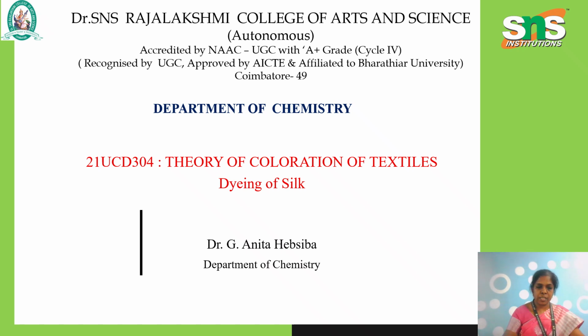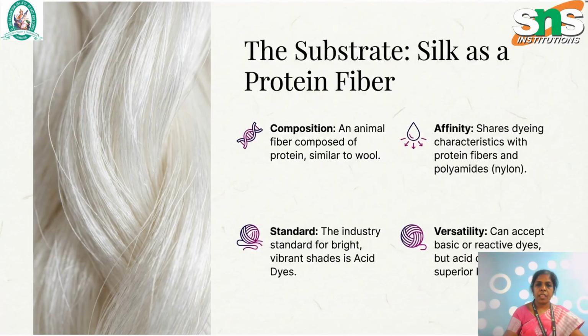In this video series, we are discussing dyeing of protein fibers and synthetics. This particular video is all about dyeing of silk fiber. Silk fiber, as we all know, is a protein fiber. It is an animal fiber composed of protein, which is similar to that of wool. It can be dyed with acid dyes and basic dyes, and usually the shades are very bright and vibrant.